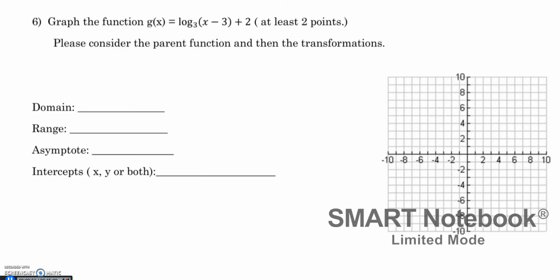The next problem, graph the function. This time we're graphing a log function, which is the inverse of an exponential function. We again want to consider the parent function first.